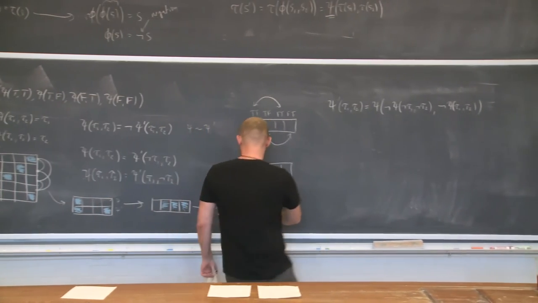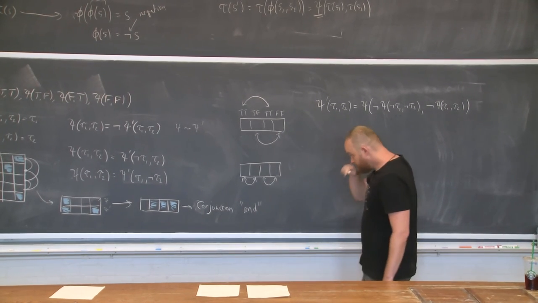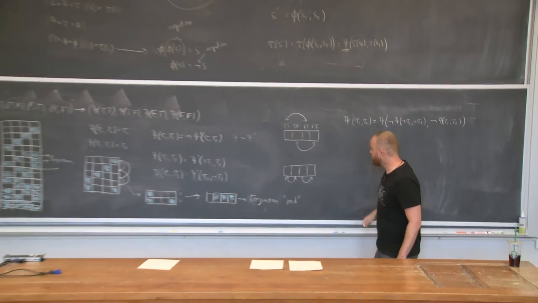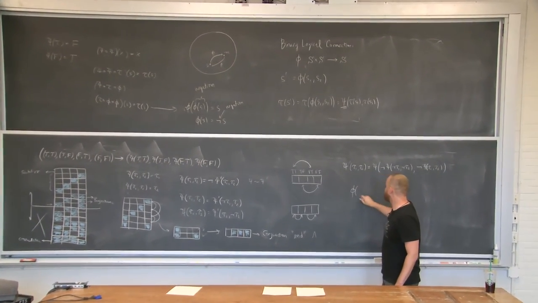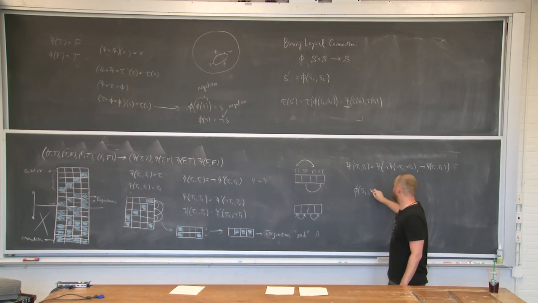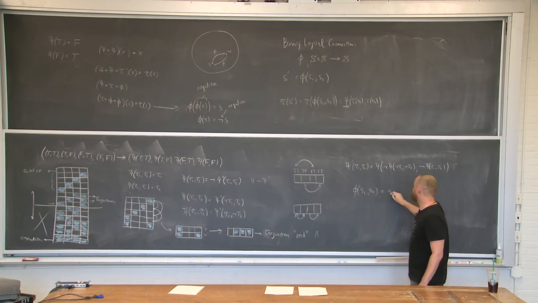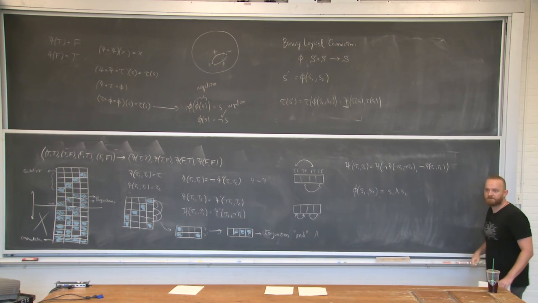In standard parlance, it is the AND operation. So we typically write it using a wedge. So our binary logical connective on S1 and S2 will be written as S1 and S2. That's how we write that down.